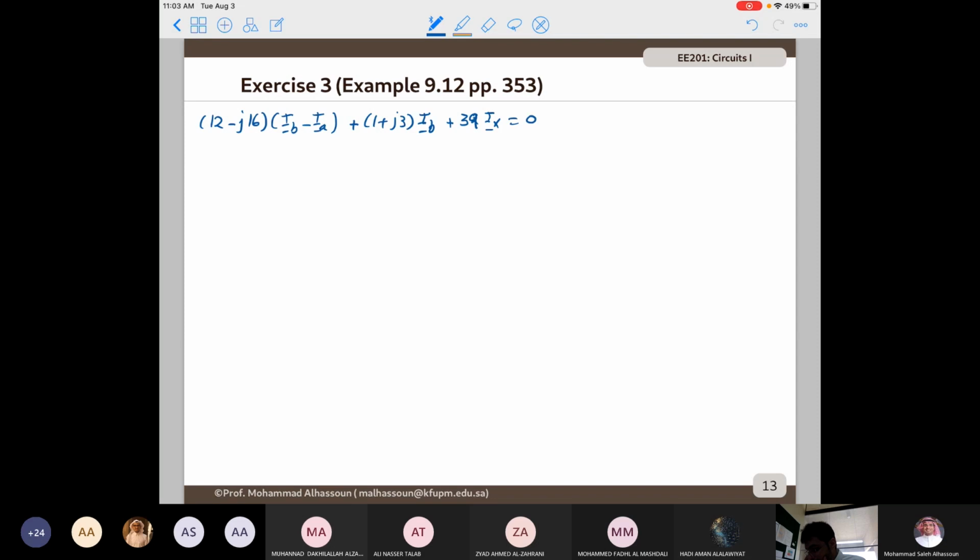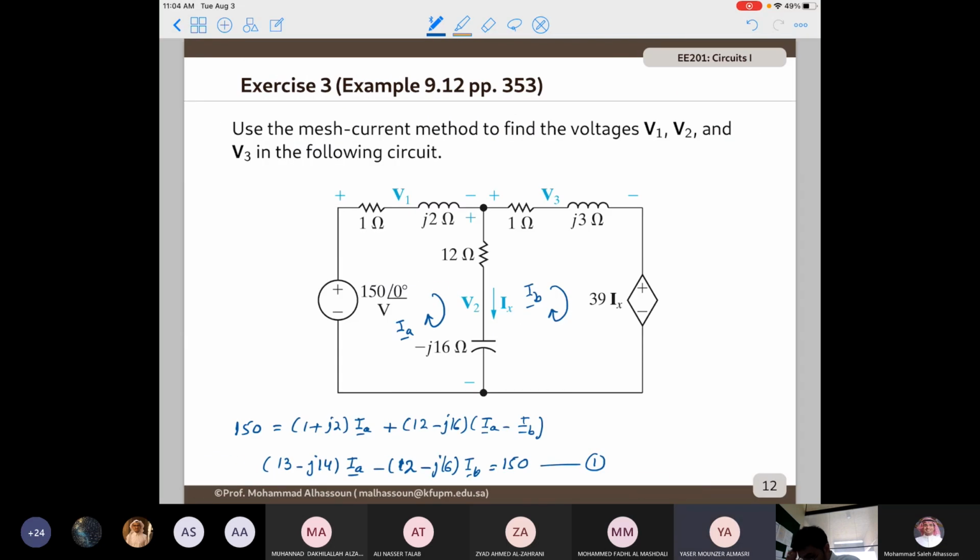So back to Muhammad's question. In this case, we need to find an expression for IX and substitute it into this equation. So what is IX? Let's see, Yasser. Yes, IX is IA minus IB. IX is IA minus IB, exactly.